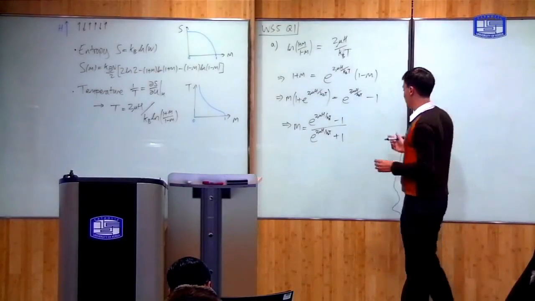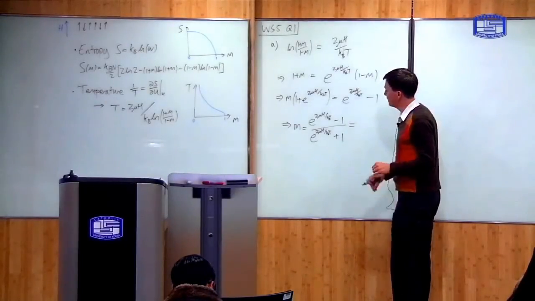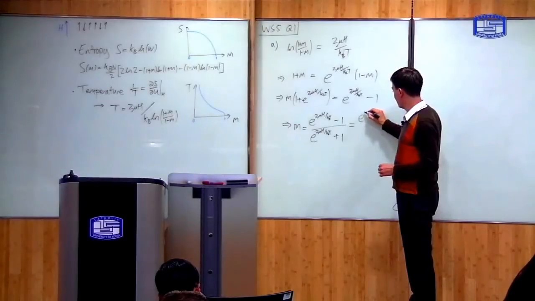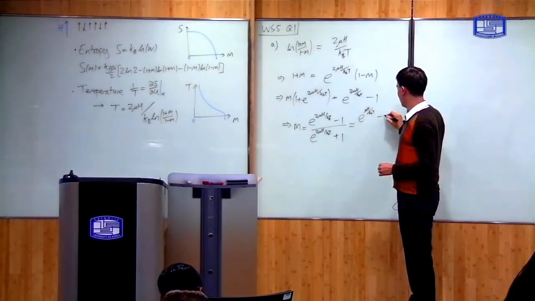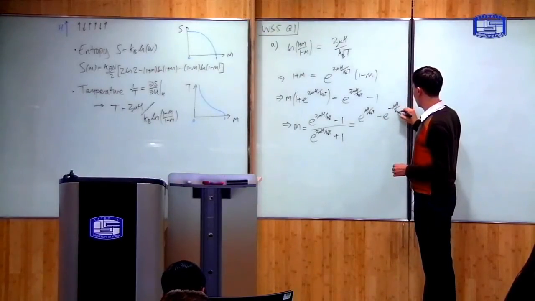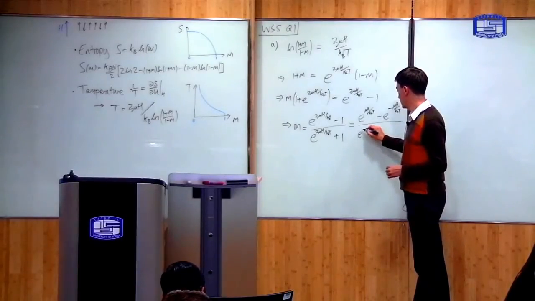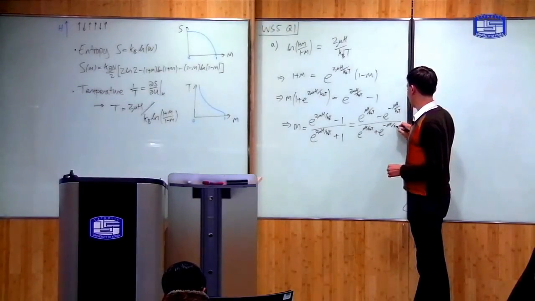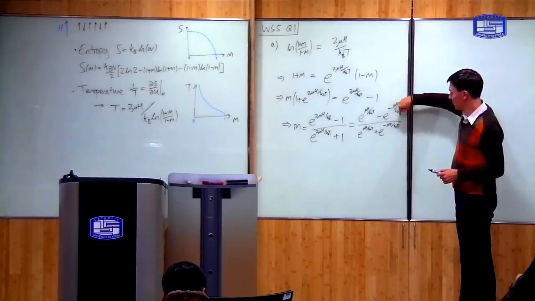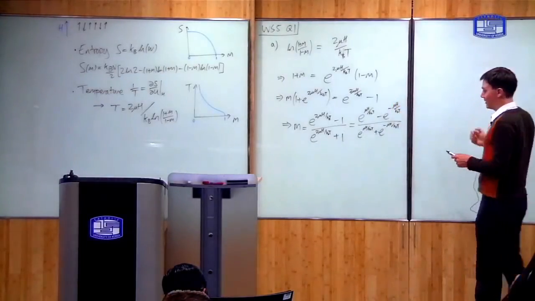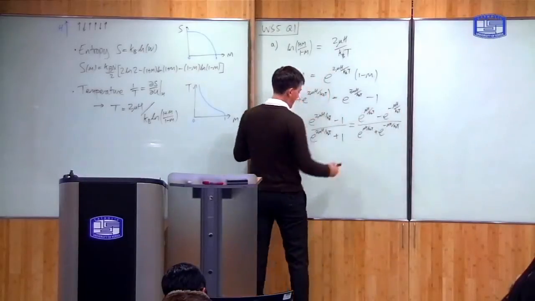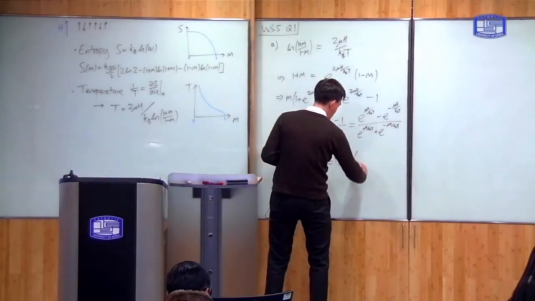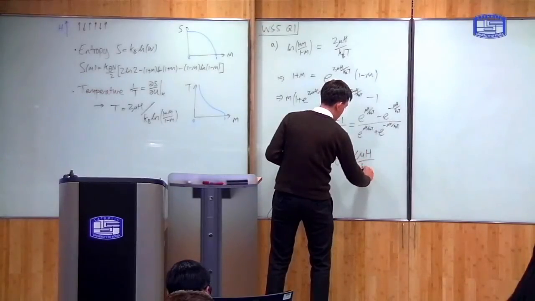That's the result. The question asks you to write it in terms of a hyperbolic tangent function. To do this, you just multiply top and bottom by e to the minus mu h over k_B T, and this gives you (e to the mu h over k_B T minus e to the minus mu h over k_B T) divided by (e to the mu h over k_B T plus e to the minus mu h over k_B T). If you can't read these things in the exponent, they're all the same. They're all mu h over k_B T. So in conclusion, and this is exactly the hyperbolic tangent function, we get the result that m is equal to the hyperbolic tangent of mu h over k_B T.